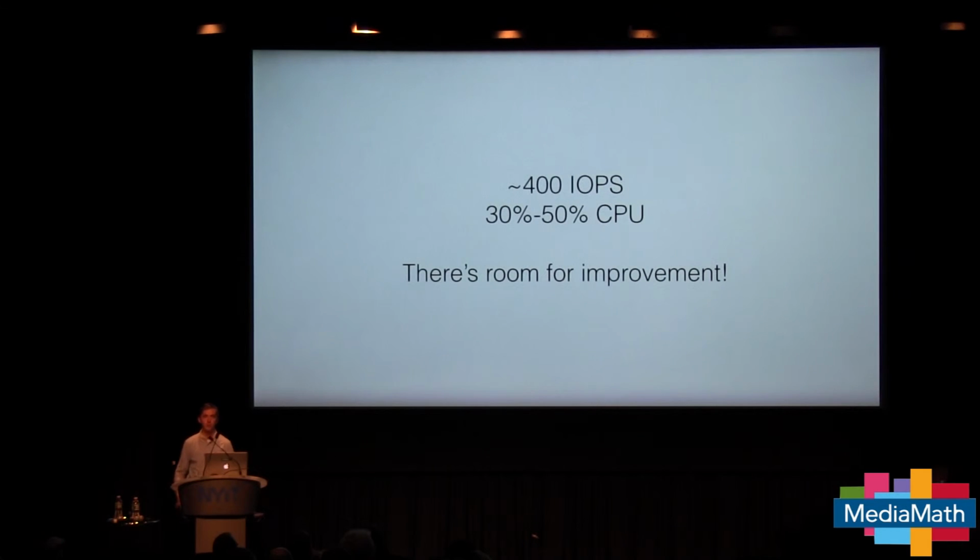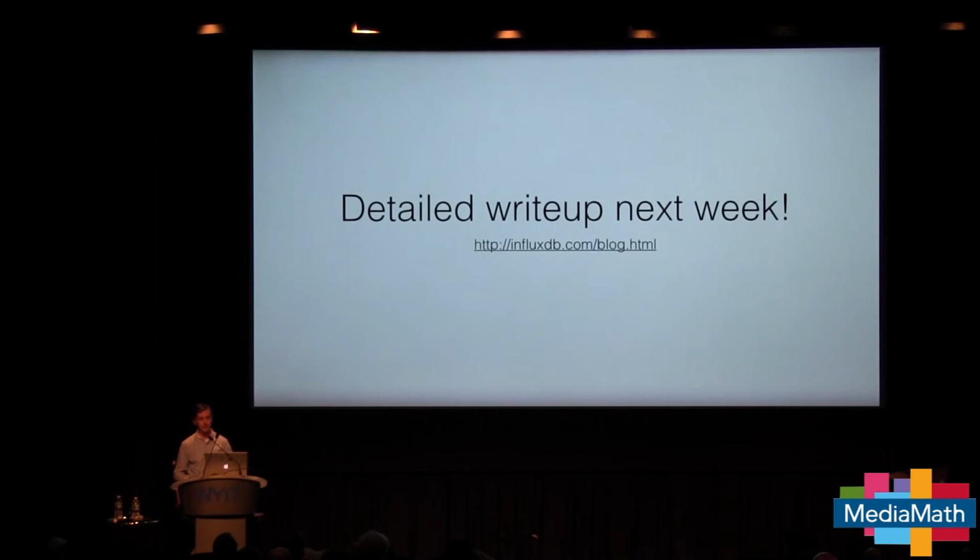So on the system, we saw generally about 400 IOPS, which I guess is more than a spinning disk can generally do unless you're in a RAID array, but easy for an SSD. We found about 30 to 50% CPU. We were actually pegging one core, and a lot of the time the others were kind of sitting idle, so there's room for us to improve there for the CPU utilization.